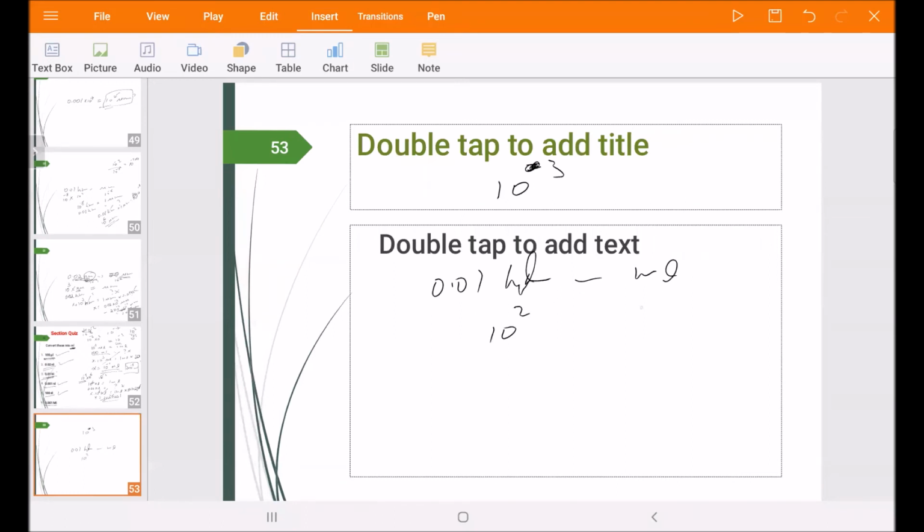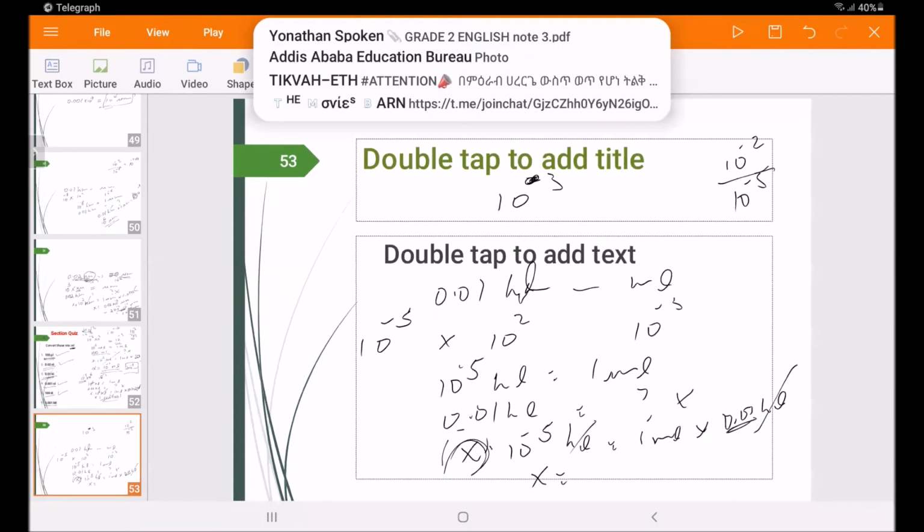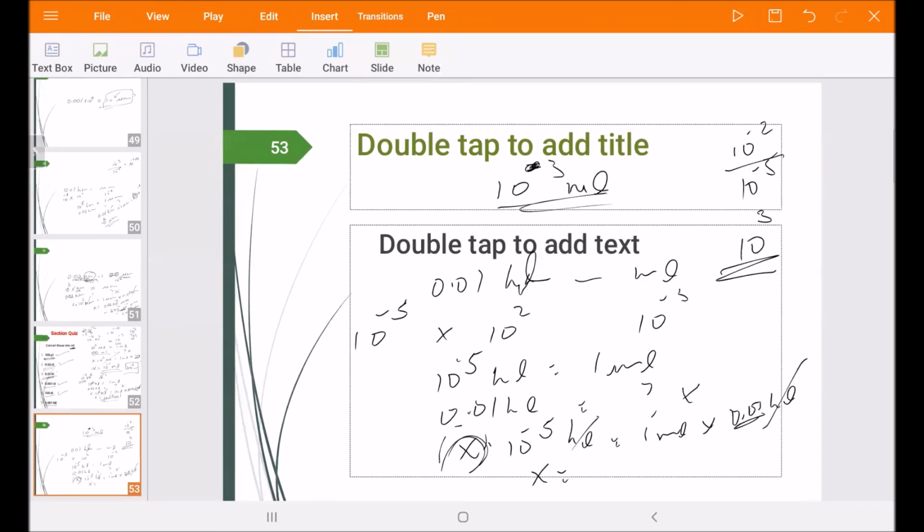Hecto is 10 to the power of 2, and milli is 10 to the power of minus 3. So I have to multiply by 10 to the power of 5. So 10 to the power of minus 5 hectoliter is equal to 1 milliliter. So 0.01 hectoliter is equivalent to x. So x times 10 to the power of minus 5 hectoliter is equal to 1 milliliter times 0.01 hectoliter. Hectoliter cancels. To obtain x, I have to divide both sides by 10 to the power of minus 5. Division means subtraction of exponents, and minus times minus is positive, so the answer is 10 to the power of 3 milliliter. Go ahead, Naomi.